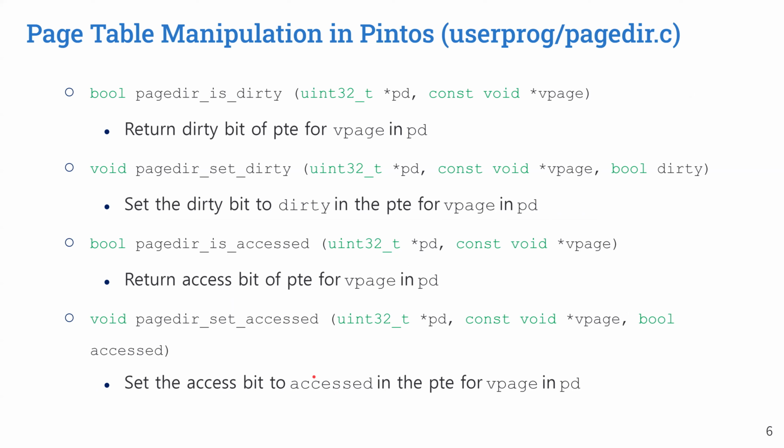There are four page table manipulation functions provided already. They are already provided in Pintos, and you can find them in userprog/pagedir.c. The first function is pagedir_is_dirty. It returns whether the dirty bit of the page is set or not. And you should set the dirty bit by yourself by using the second function. There are corresponding functions for the access bit as well.